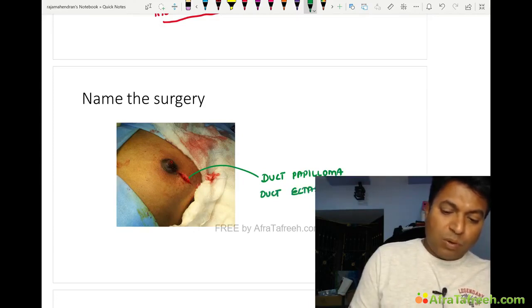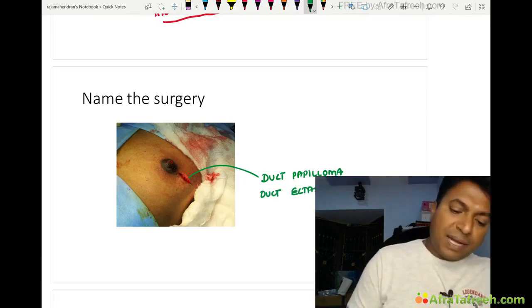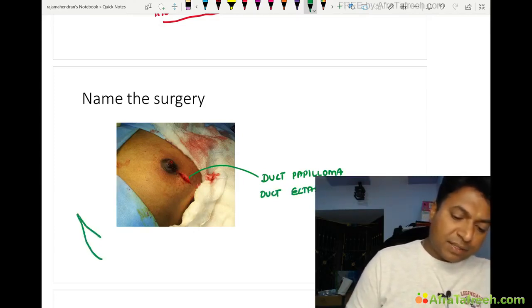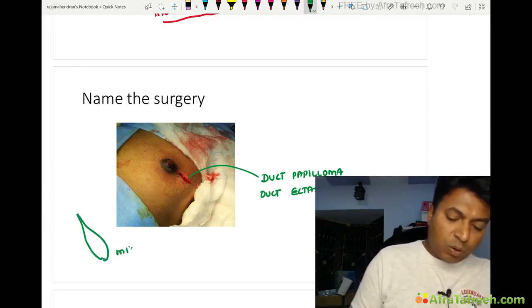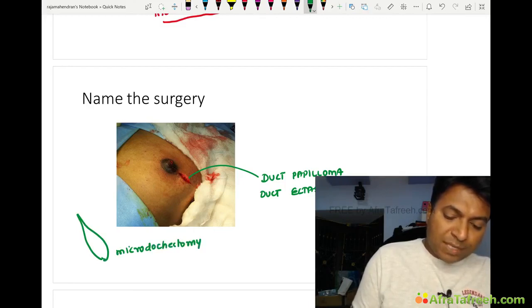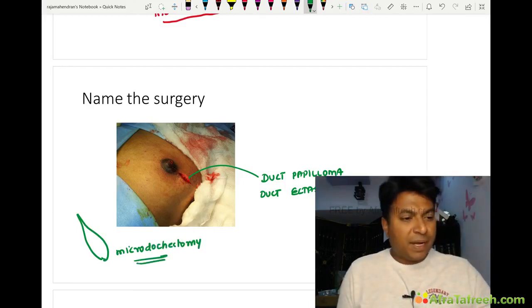They have removed only one duct by a tennis racket shaped incision like this. This is known as microdochectomy. It is known as microdochectomy done here.